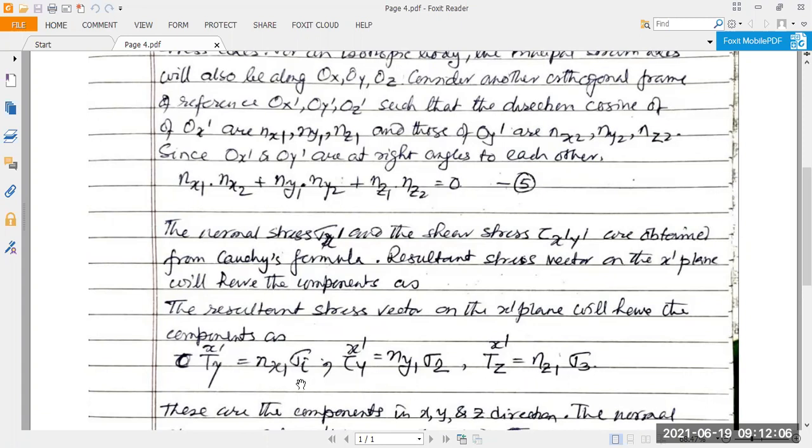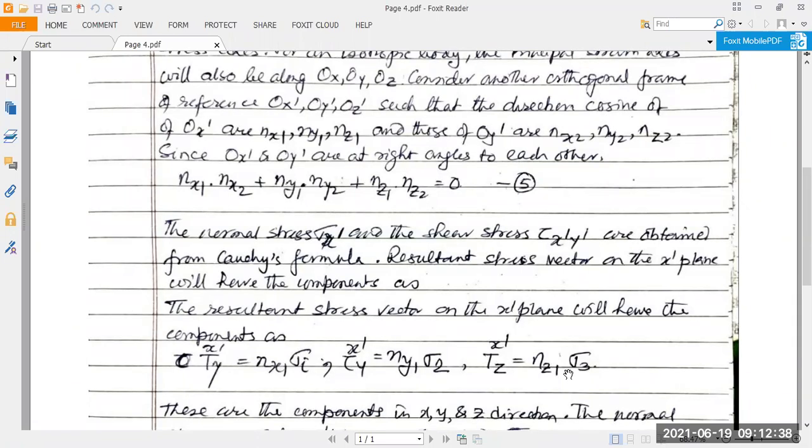As we know, the direction cosines of the ox dash axis in terms of oxyz are nx1, ny1, and nz1. So as we know the direction cosine, we can think of sigma 1, sigma 2, and sigma 3 as the hypotenuse, with the angle in between being 60 degrees.